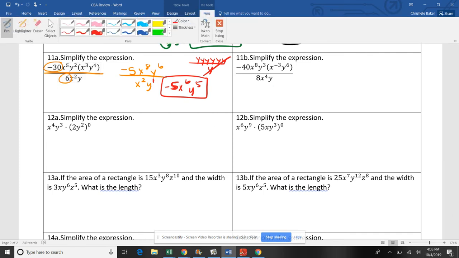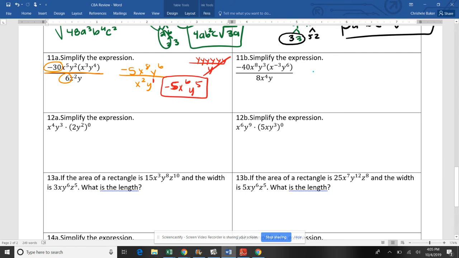So same thing over here in the next example. Negative 40 divided by 8 is negative 5. I'm going to combine my x's. Same thing, I'm going to add here, but it is 8 and negative 3. So 8 minus 3 is 5. 3 plus 6 is 9. Remember, that's y to the first. So subtracting, 5 minus 4 is 1, and 9 minus 1 is 8.